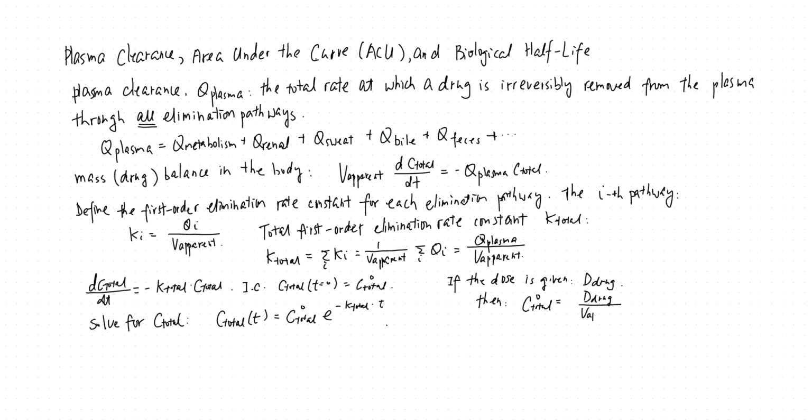This is for rapid injection. Because only for rapid injection, the immediate concentration of the drug in the plasma is the same as the drug dose divided by the apparent volume.